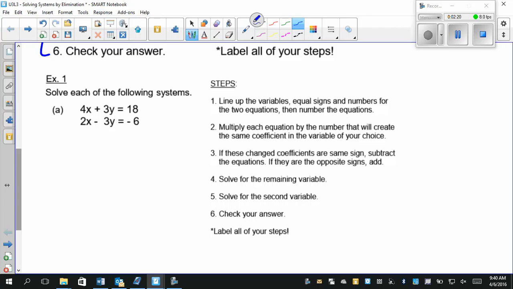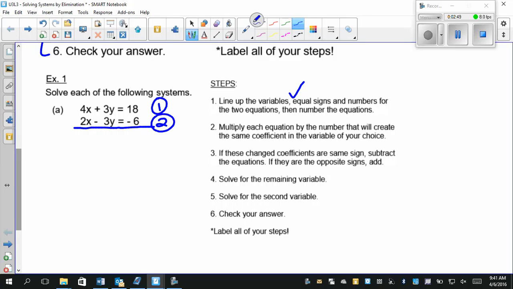So you can see that to start with, everything is lined up for us. The x's are lined up here. The y's are lined up here. And the constant terms, the numbers without variables, are lined up together on the other side of the equal sign. And the equal signs are lined up as well. We're going to number the equations, so we'll call that equation 1 and that equation 2.